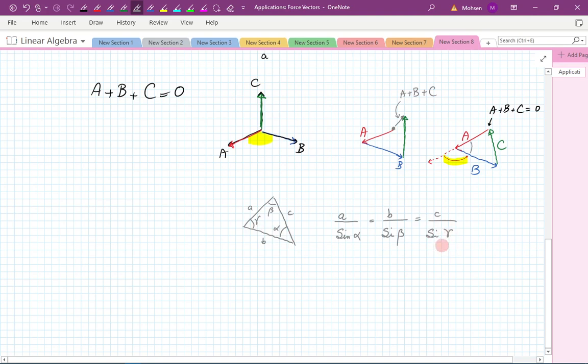Okay, so this is a simple form of law of sines, a more advanced form of it. There's also something which is equal to all three of them, but let's put that aside for now. So what's the application here?